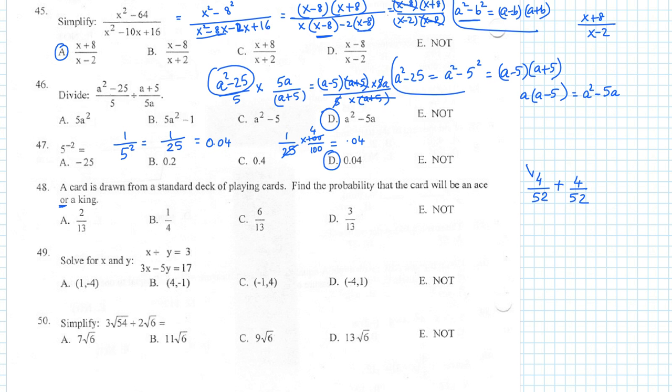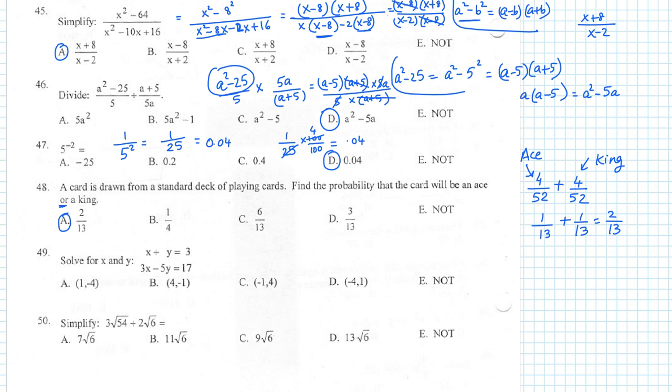So because there is an OR over here, we add 4 by 52 to 4 by 52. So this is the probability of getting ace, and this is the probability of getting a king. So the probability of getting ace or king is the sum of these two probabilities. So 4 divided by 52 is 1 over 13. So we add 1 over 13 to 1 over 13, and that's equal to 2 over 13. So the answer is A.